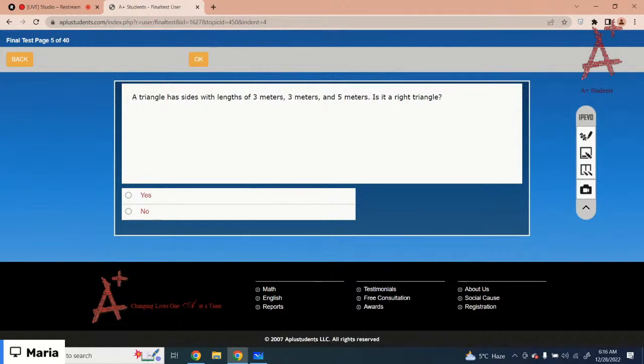The correct option is no. This is not the right angle triangle. Got it? You can check on your notebook. The answer is no.